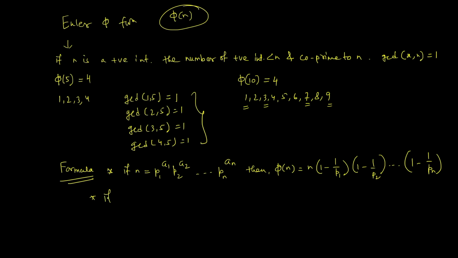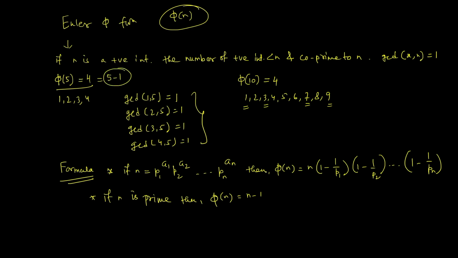Previously n was composite; now if n is a prime number, then phi of n is directly n minus 1. You can check this with phi of 5. 5 itself is a prime number, so you are getting 4, and 4 is nothing but 5 minus 1.